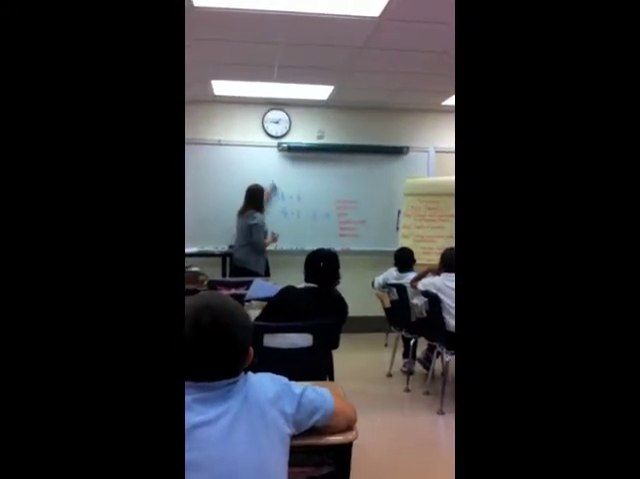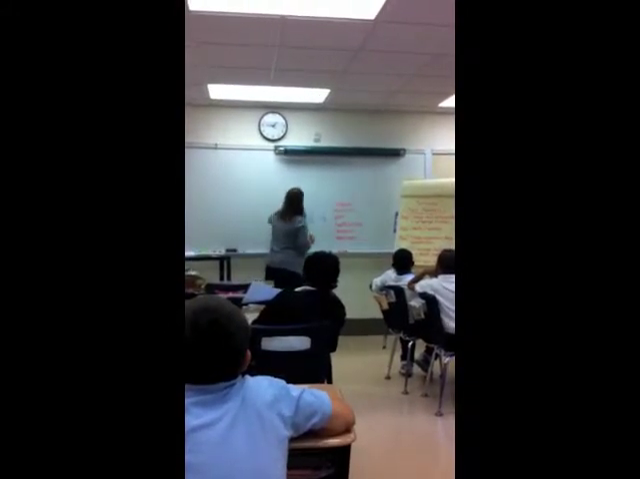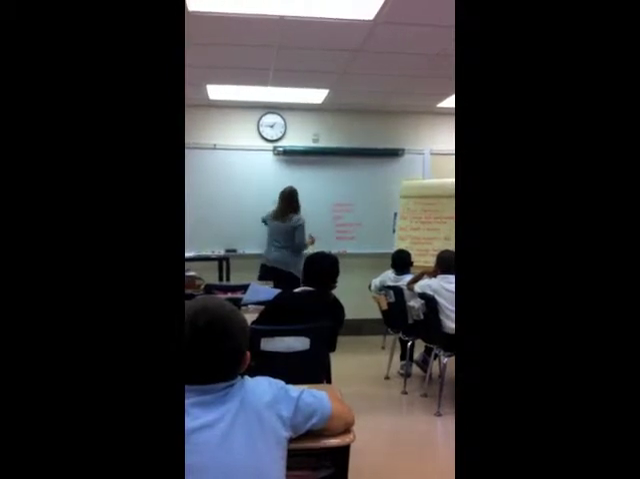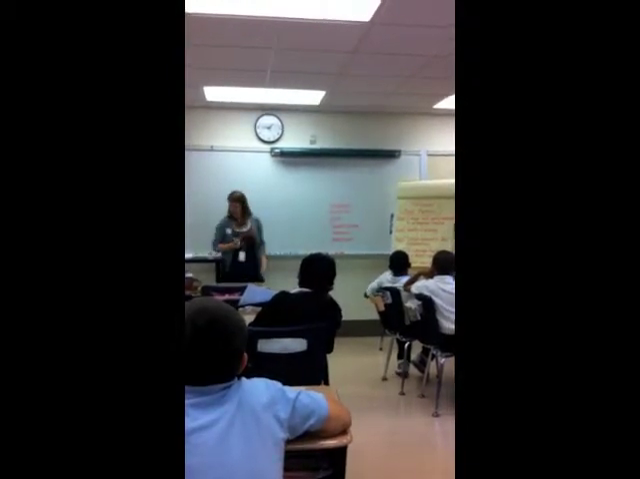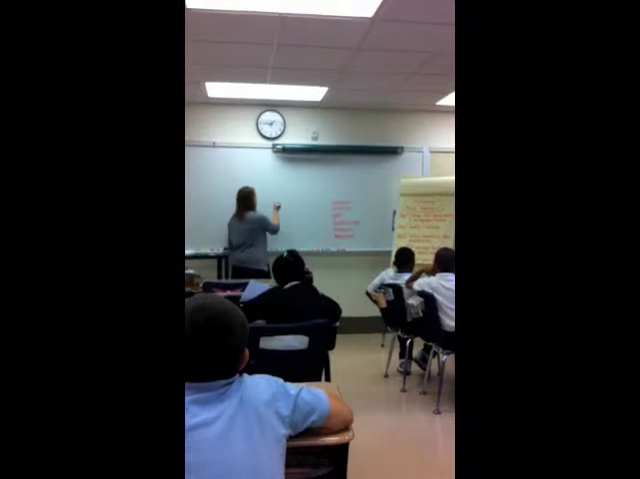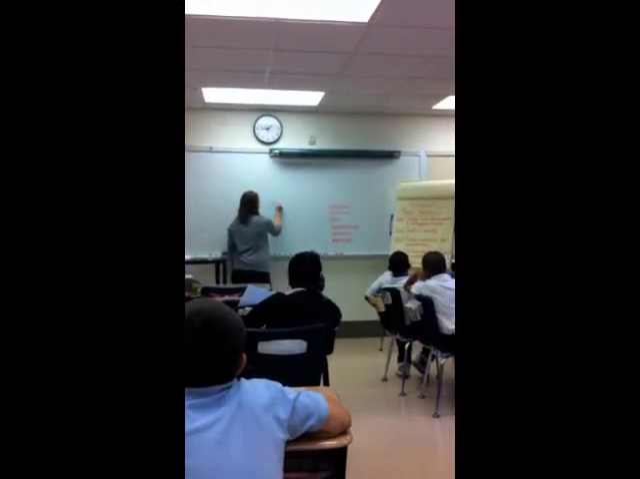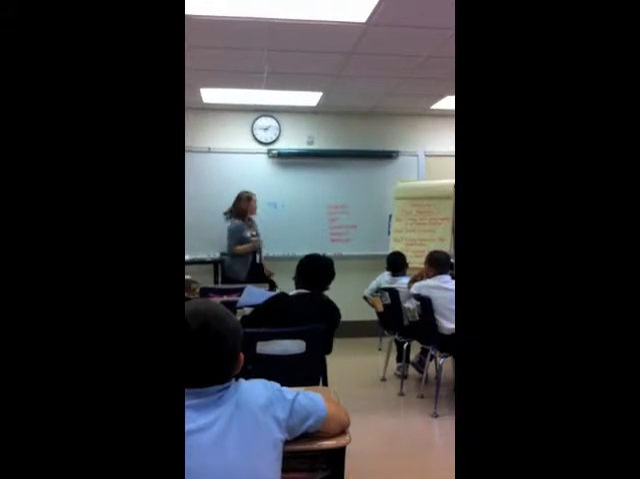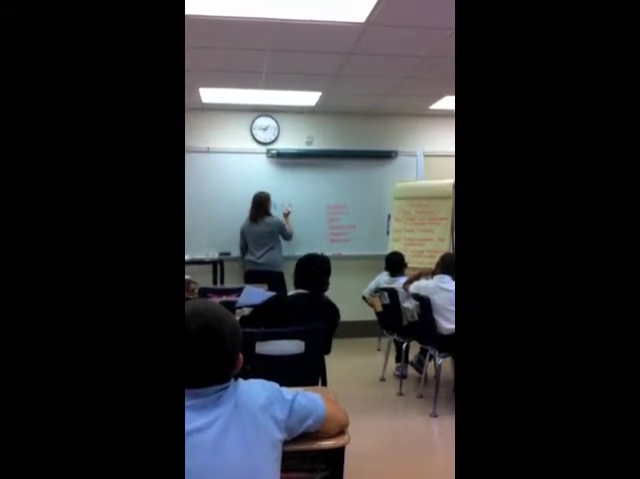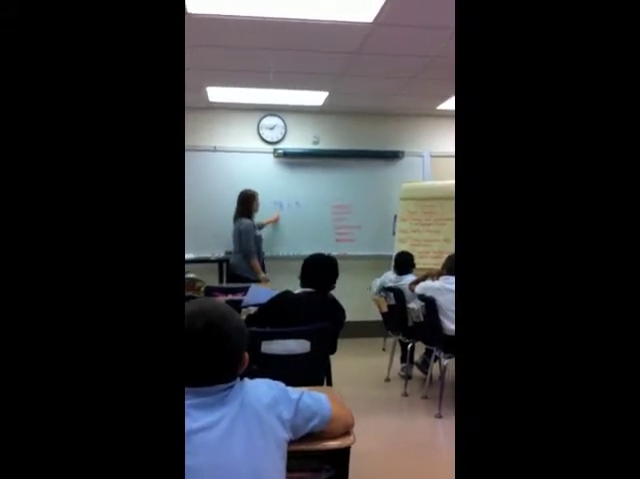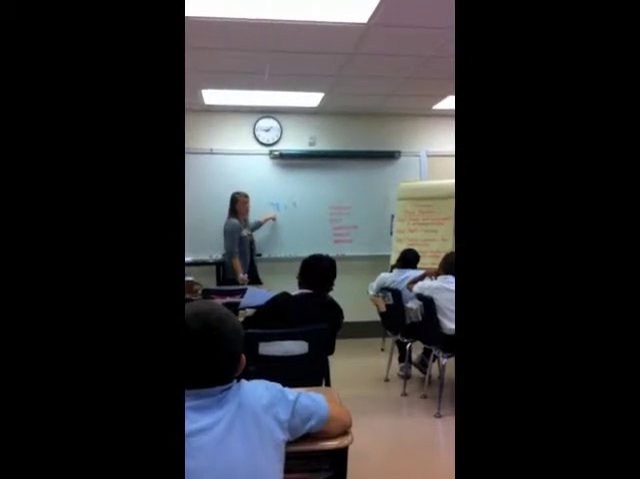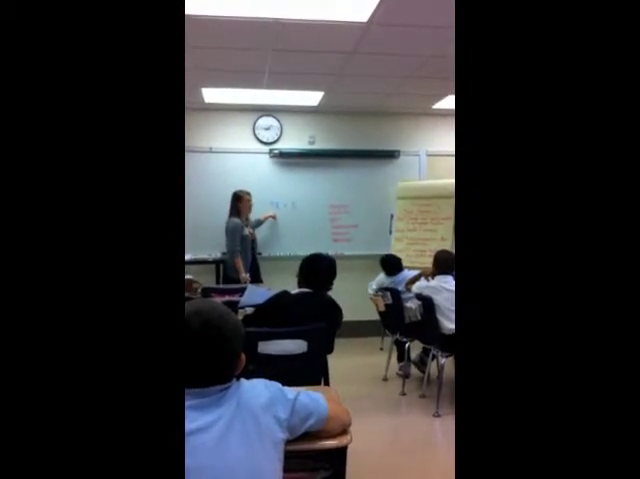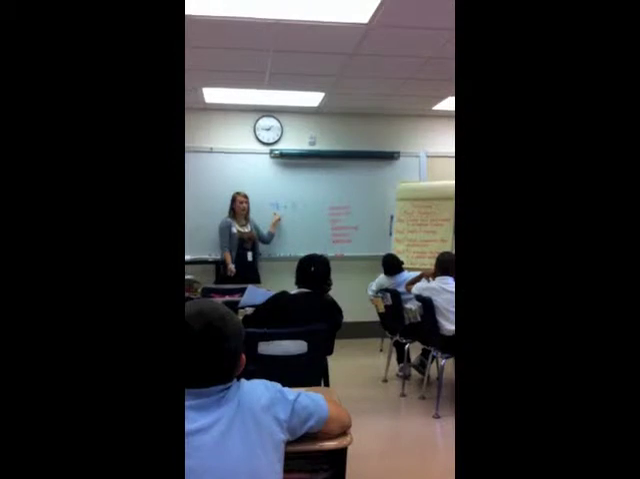Okay, we're going to try another one. This time, we're going to multiply by whole numbers. So we have 9 and 5/8 times, we're going to multiply it by 3. Okay, so we already know, what do we have to do for this? Okay, what's step number 1?